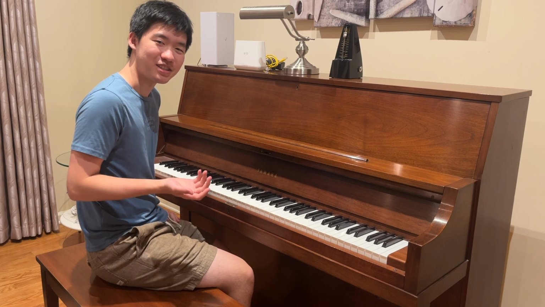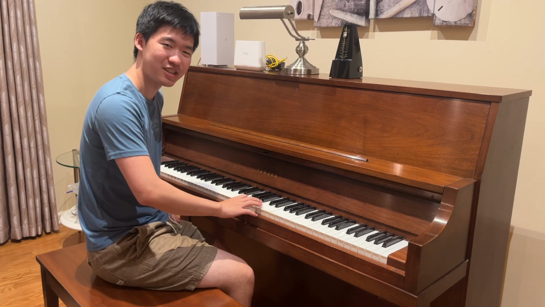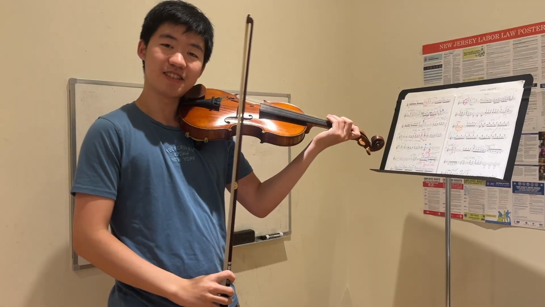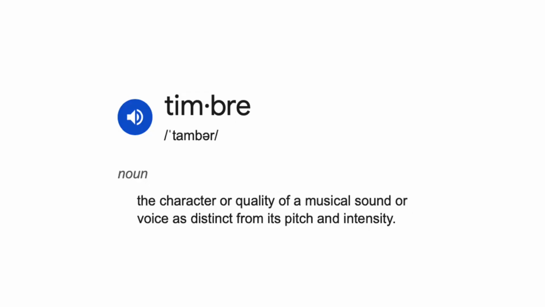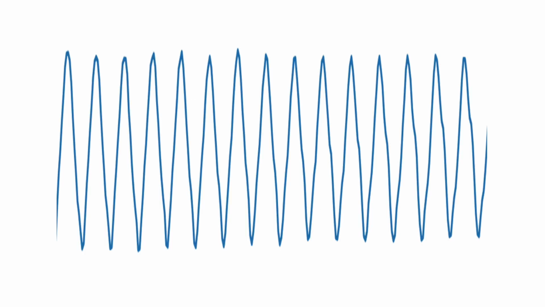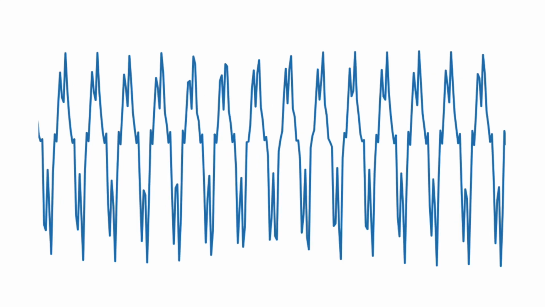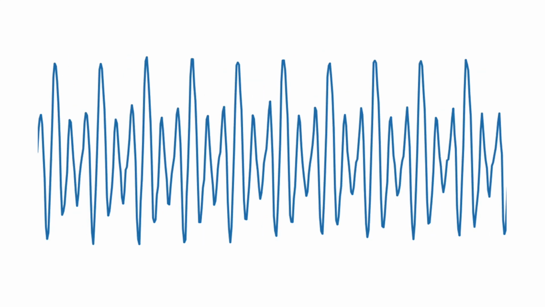But what about different instruments? I mean, the same note on the piano sounds different from the same note on the violin. Sounds different from me singing this note. That's what we call timbre, or the quality of a sound. Notice the unique triangle shape of the piano, or the more complicated curves of a violin, and the big peak followed by two smaller peaks in the voice.